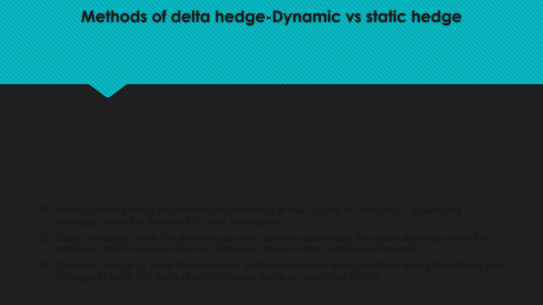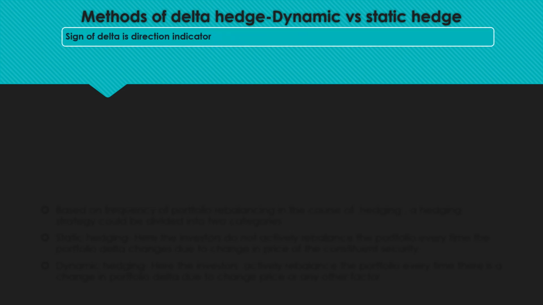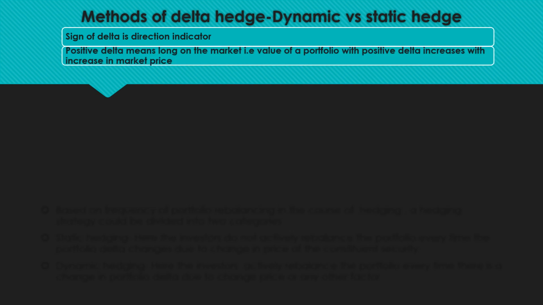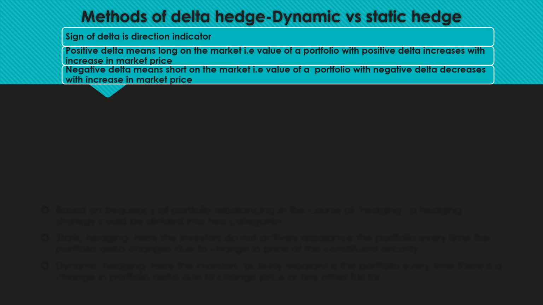Here we will examine various methods applied in delta hedging and the difference between dynamic and static hedging. The sign of delta is the direction indicator. Positive delta means long on the market, that is, the value of the portfolio with positive delta increases with increase in market price. Negative delta means short on the market, that is, the value of a portfolio with a negative delta decreases with increase in market price.